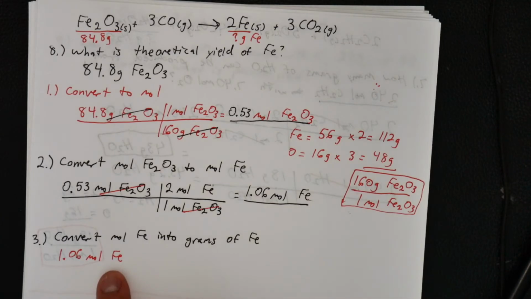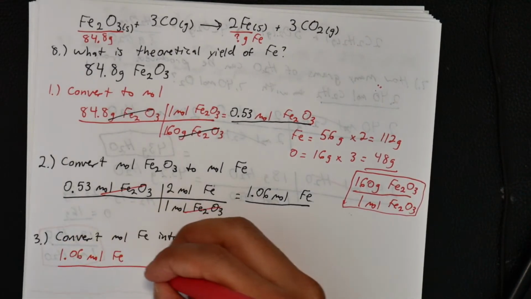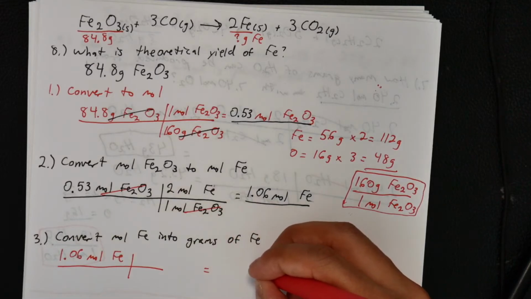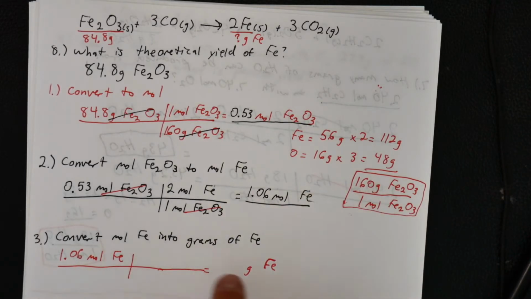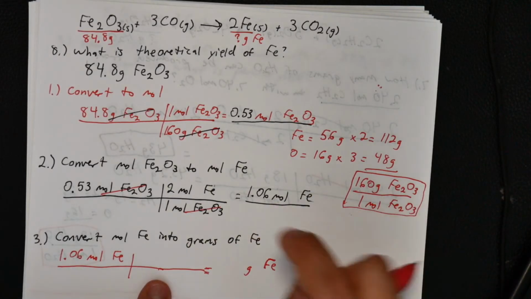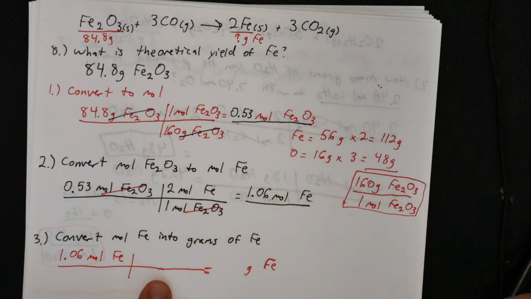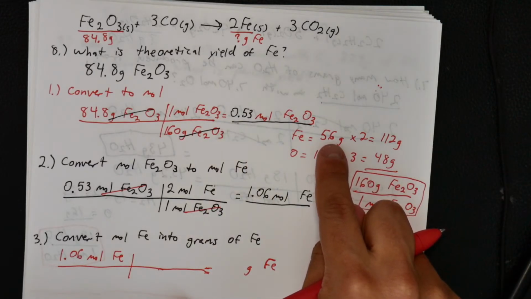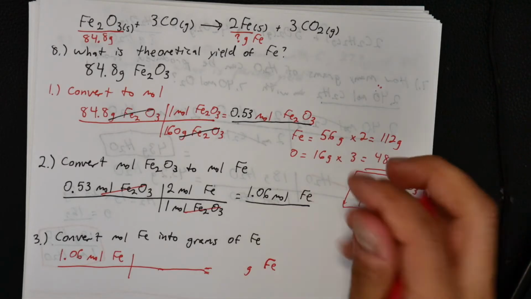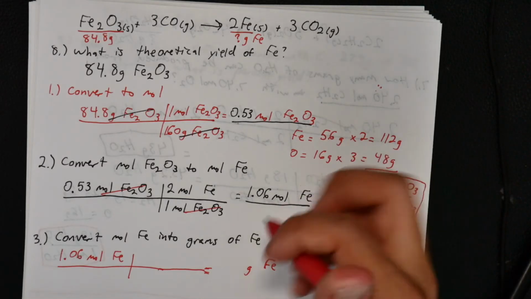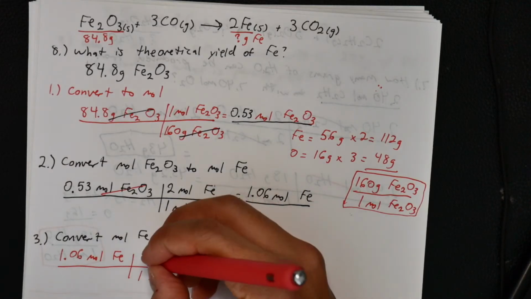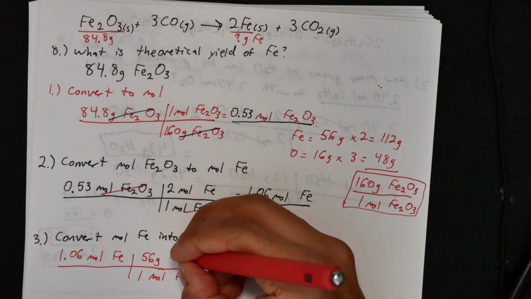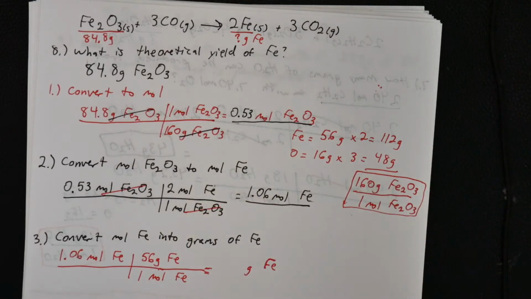So 1.06 moles of Fe, we're going to convert that into grams of Fe. To go from moles to grams, we're going to need to use molar mass like we did up here. So we'll need to know the molar mass of iron, which we actually have written right here because we had to use it to calculate the other one. So 56 grams per mole is the molar mass. Since we're starting with moles of iron, 1 mole of iron will be on the bottom, and 56 grams of Fe will be on the top. That way, moles of Fe cancel.